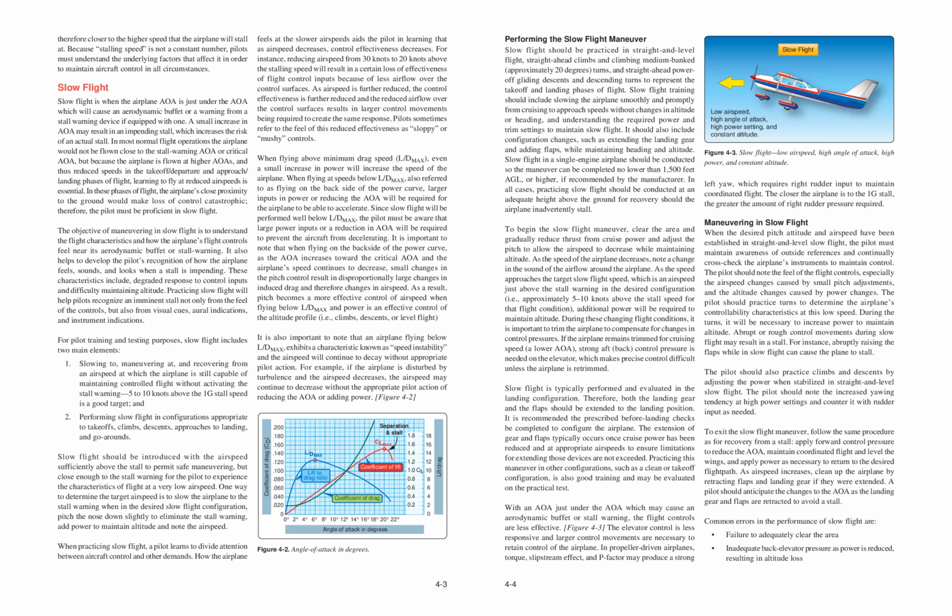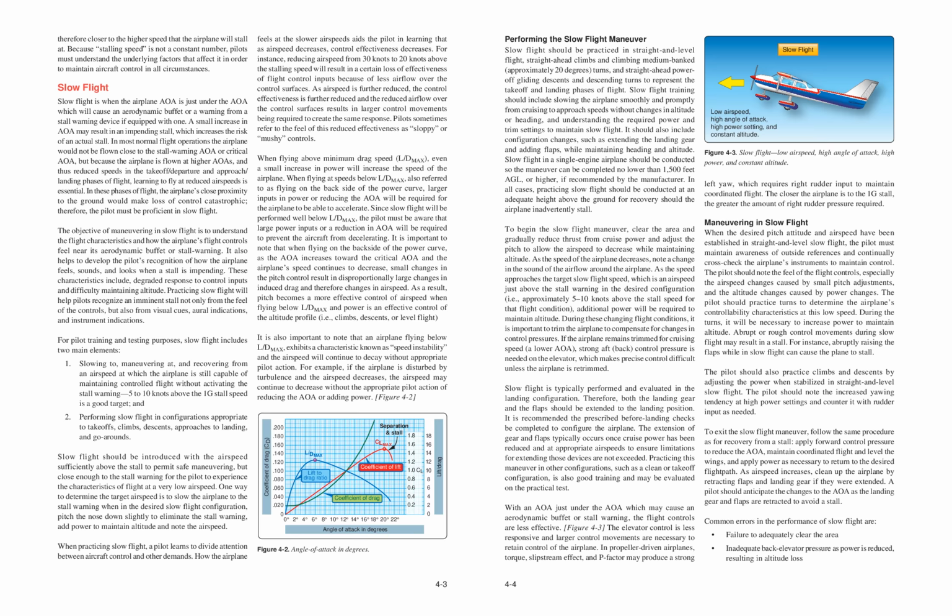For instance, reducing airspeed from 30 knots to 20 knots above the stalling speed will result in a certain loss of effectiveness of flight control inputs because of less airflow over the control surfaces. As airspeed is further reduced, the control effectiveness is further reduced, and the reduced airflow over the control surfaces results in larger control movements being required to create the same response. Pilots sometimes refer to the feel of this reduced effectiveness as sloppy or mushy controls.